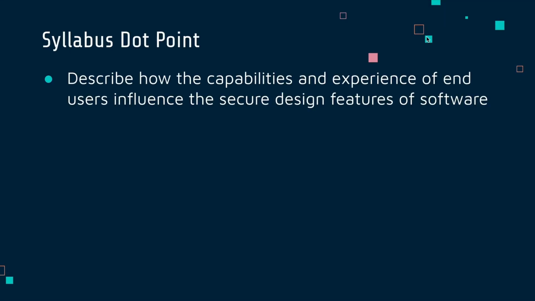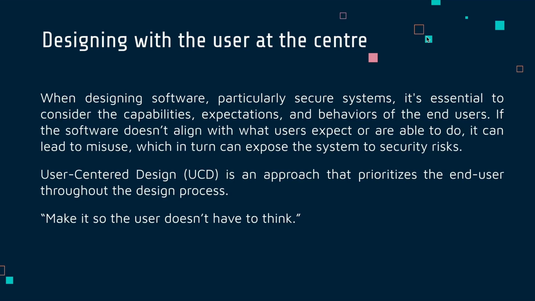Okay, the syllabus dot point today is looking at how the capabilities and experience of end users actually influence the security design features of the software. So you may be able to design the most secure system, but there will always be a vulnerability. And the vulnerability that is so hard to mitigate in the whole system is the human being that is involved. The only way that you can somehow hope to mitigate it is by having a user-centered design approach.